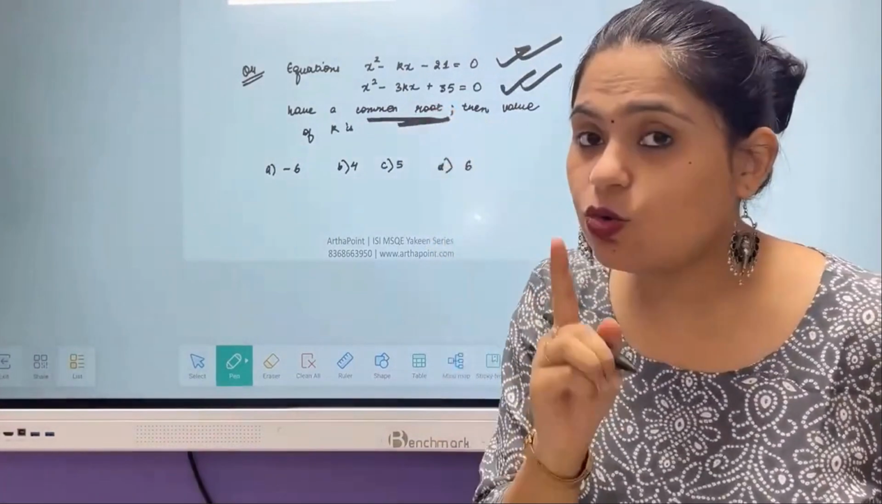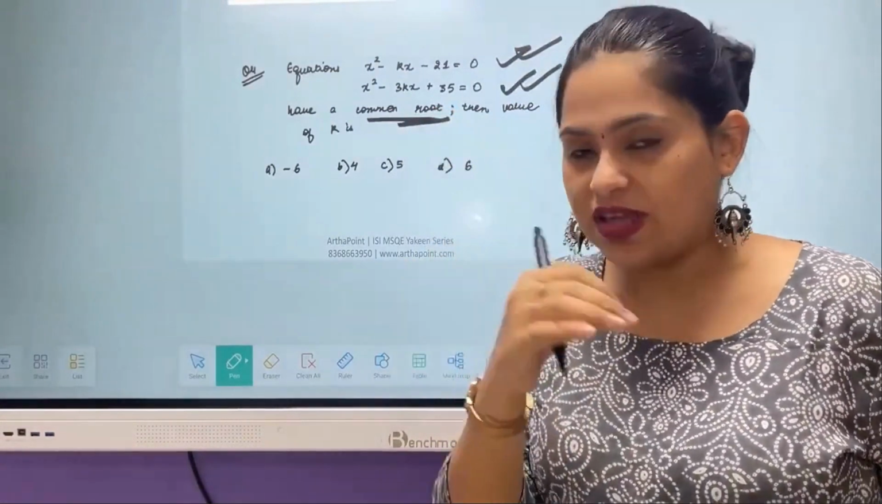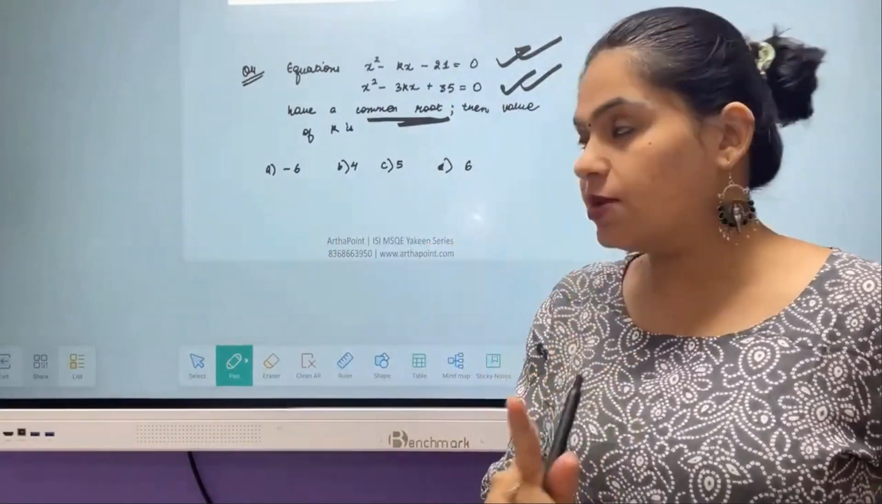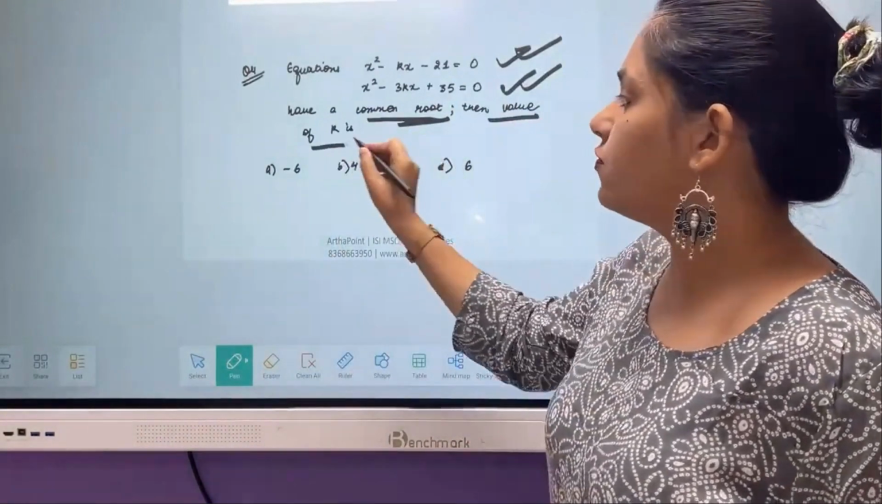मतलब एक ही root है. They have two roots maybe, but they have a common root. One of the roots is the same. What is the value of k? Take some time, try to solve this question.